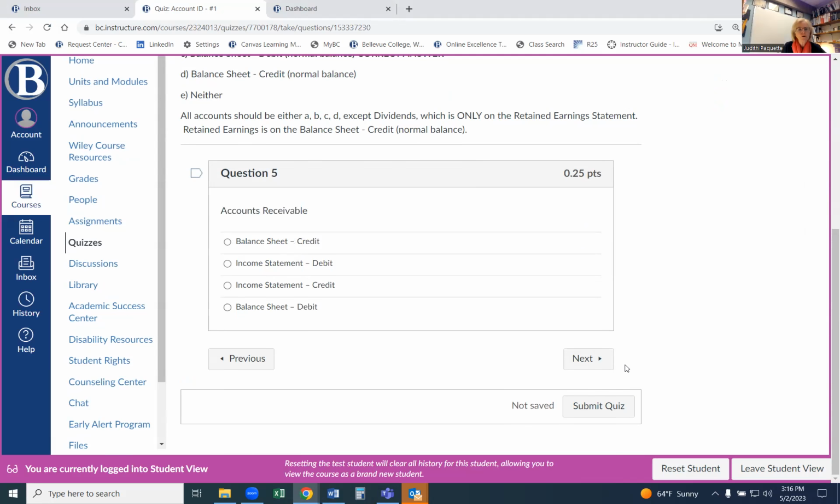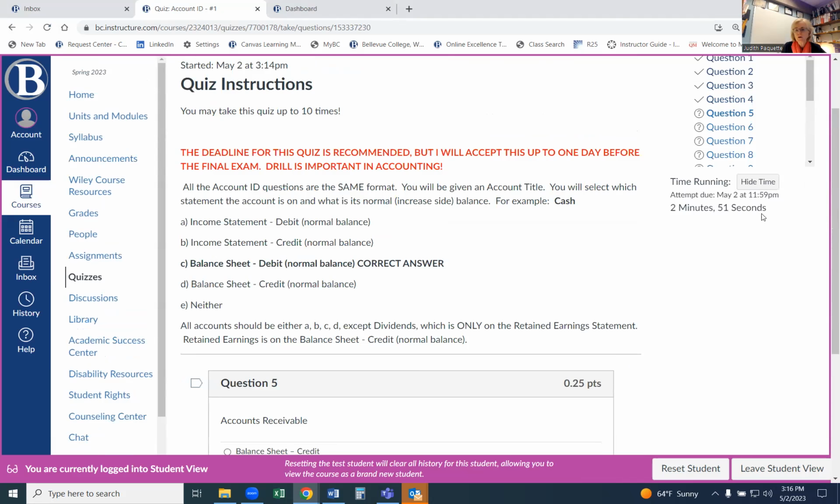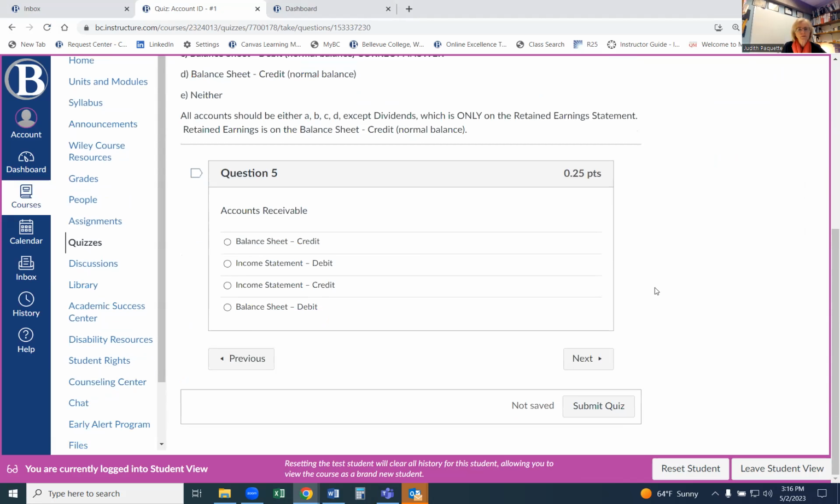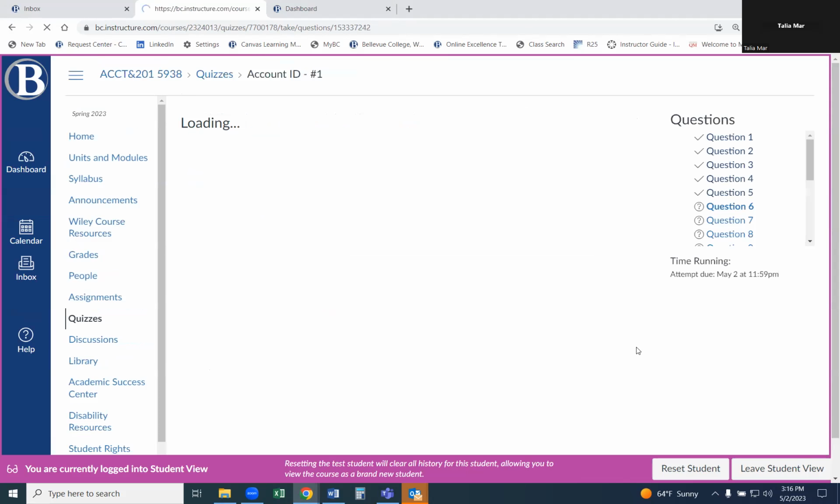And while you're taking the quiz, I think it's telling you your time. Oh, we got almost 3 minutes. We're doing great. Accounts receivable. Talia, I'm going to give you that one again. Accounts receivable. That's an asset, so it would be income statement debit. No, sorry, balance sheet. Sorry, balance sheet debit. Excellent. Yeah. I was reading the wrong one.